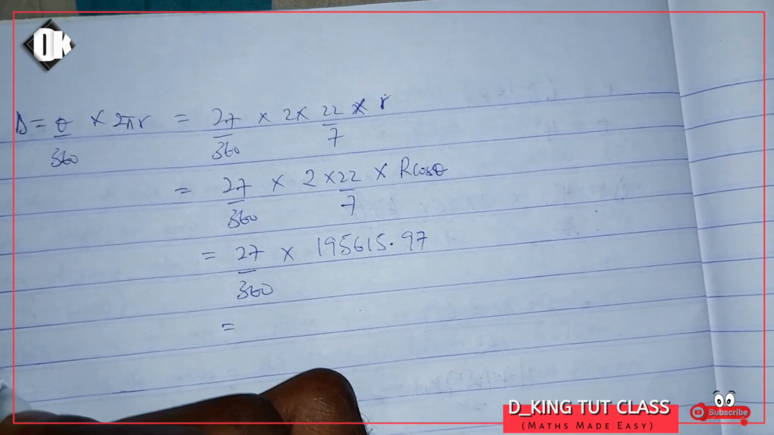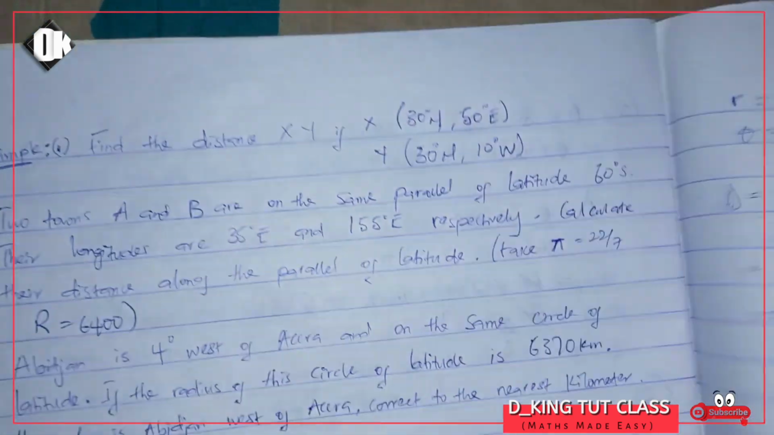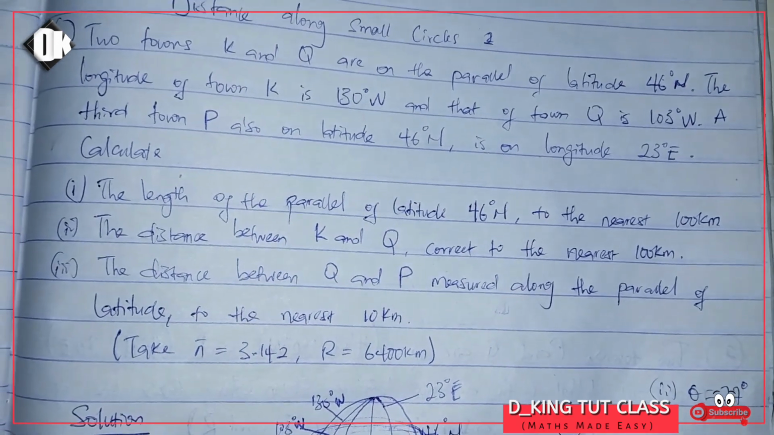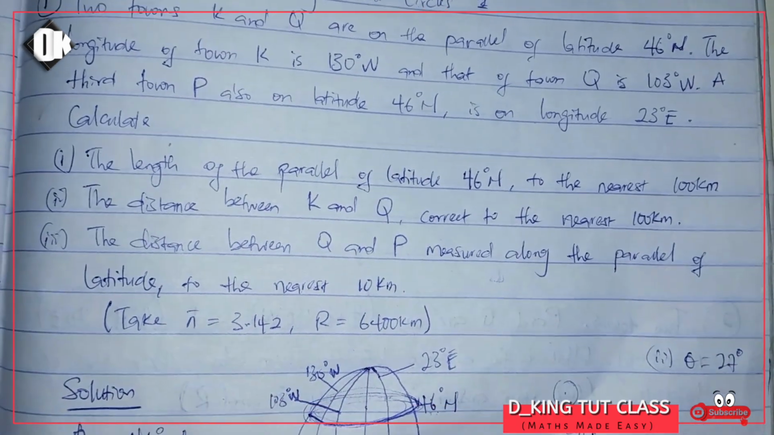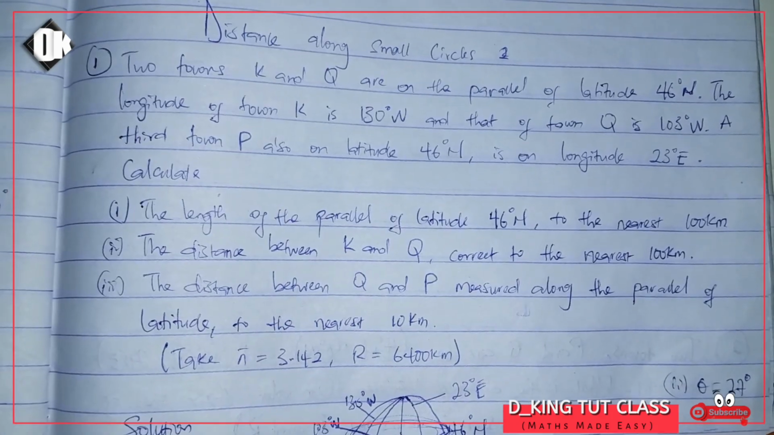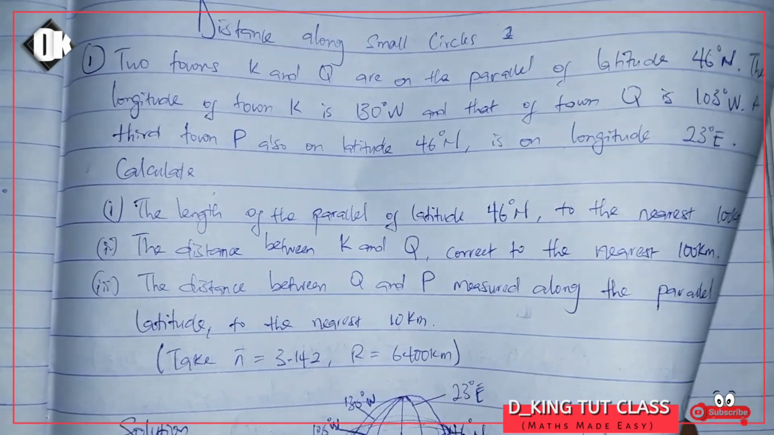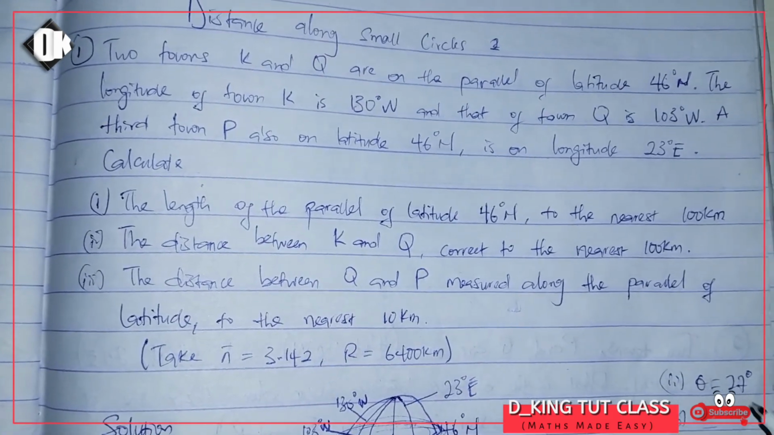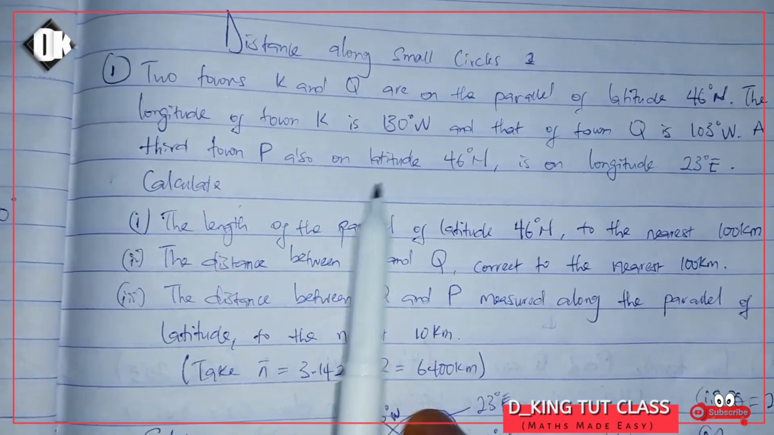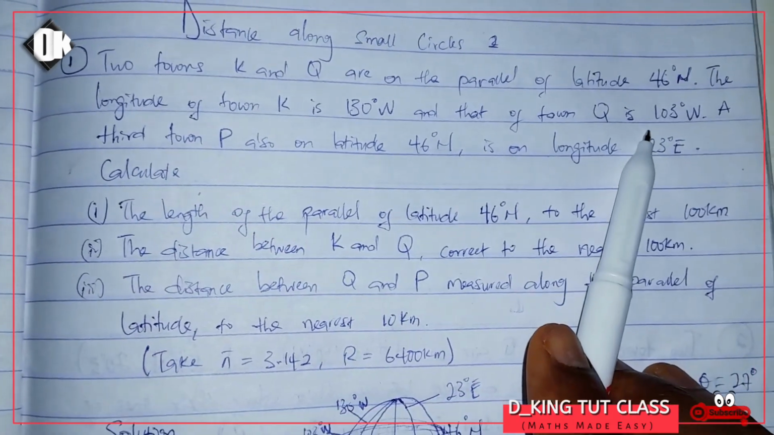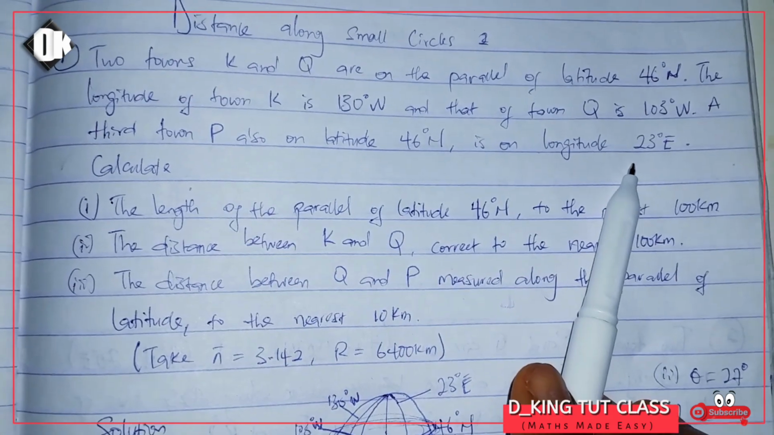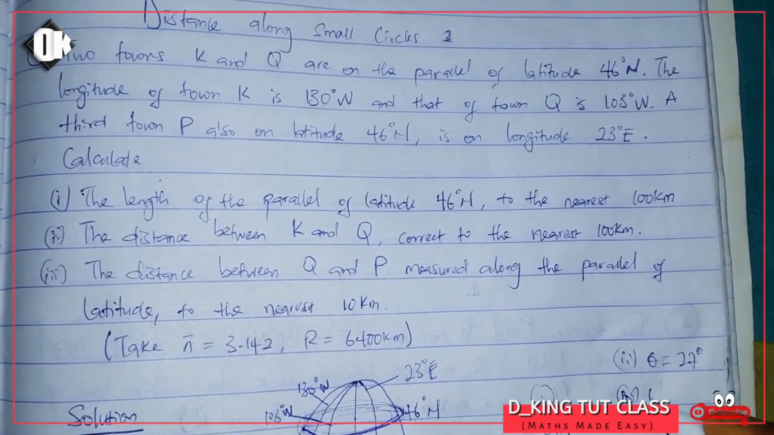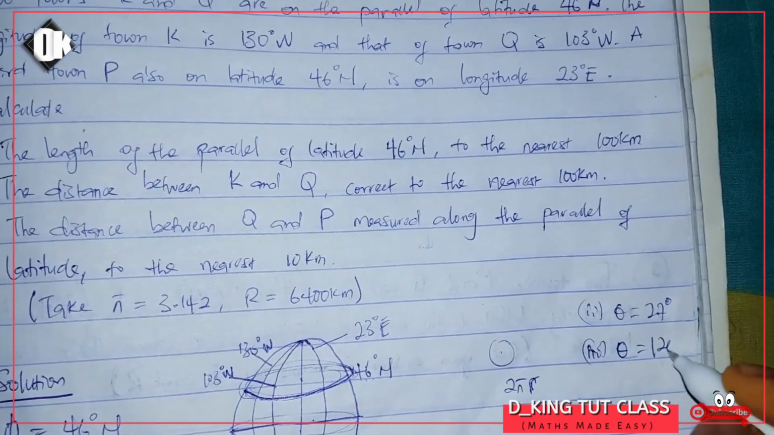And number 3, what's the question? Number 3 says I should calculate the distance between Q and P measured along the parallel of latitude, to the nearest 10 kilometers. What will I do then? First, I'm going to get my theta for number 3, which is Q and P. My Q is 103 west. My P is 23 east. West east, I'm going to add, so that becomes 126 degrees. So my theta for number 3 is 126 degrees.